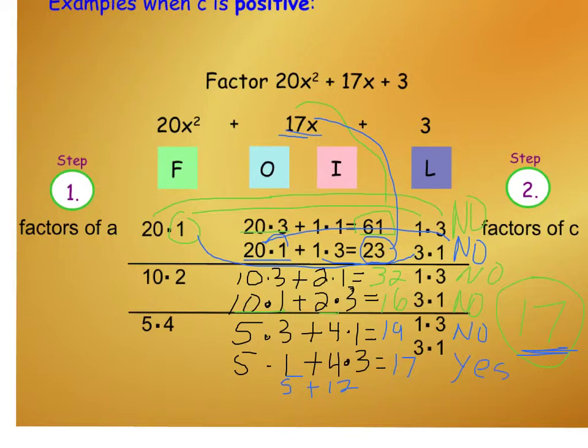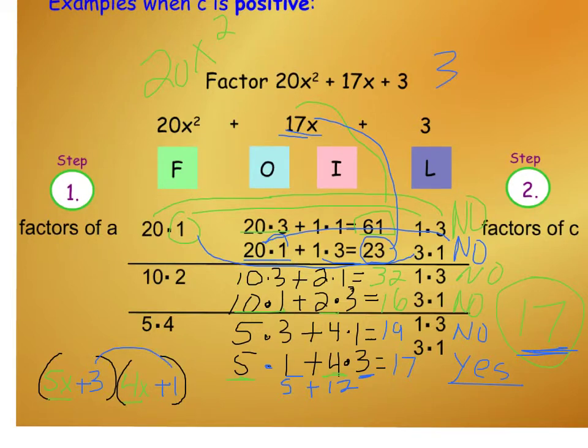Now I want to show you how we set up our answer. Here's what I did. I took my first term here, 5, and I put it here and put an x with it. And then I took my first term here, the 4, and I put an x with that. So watch what happens here. 5x times 4x is 20x squared. So that worked perfect. Let's look at our last term, our c. We need to get 3. So 3 multiplied to 1 is 3.